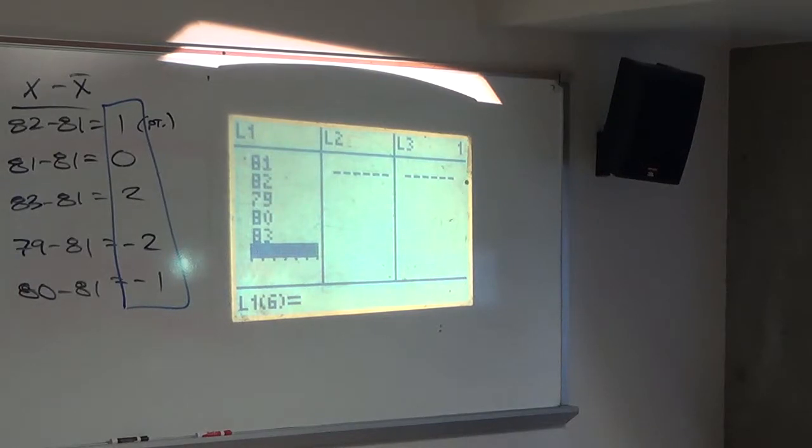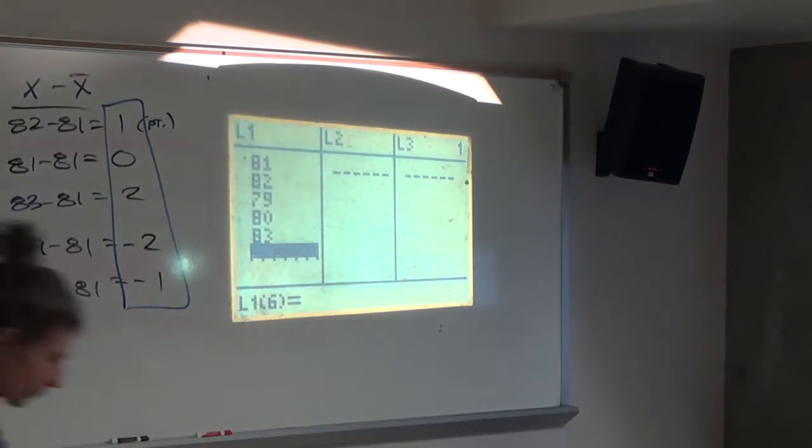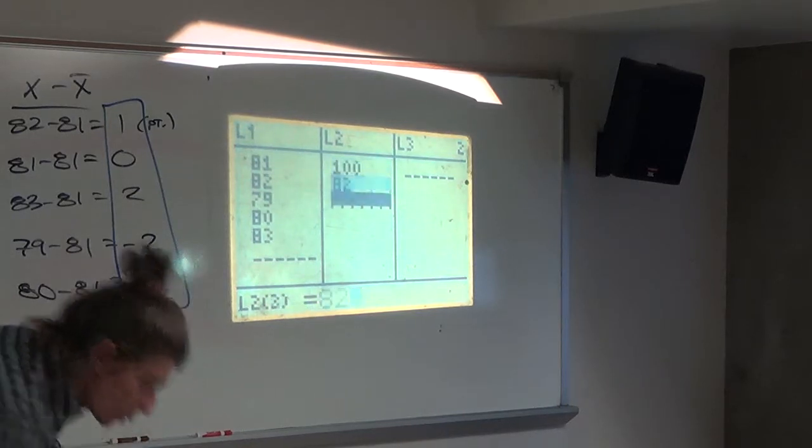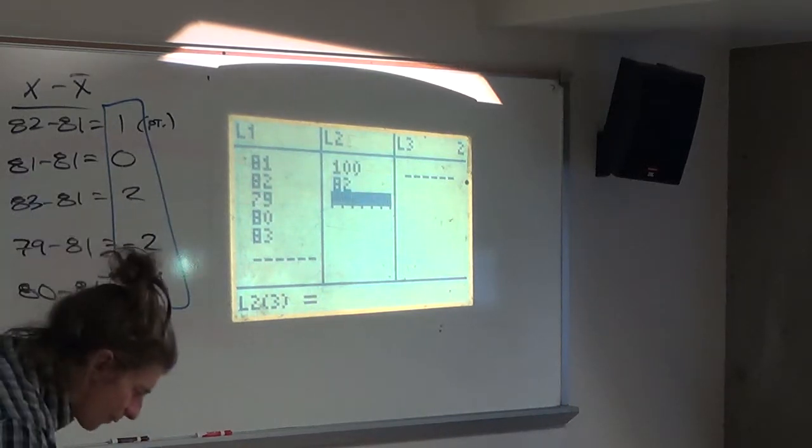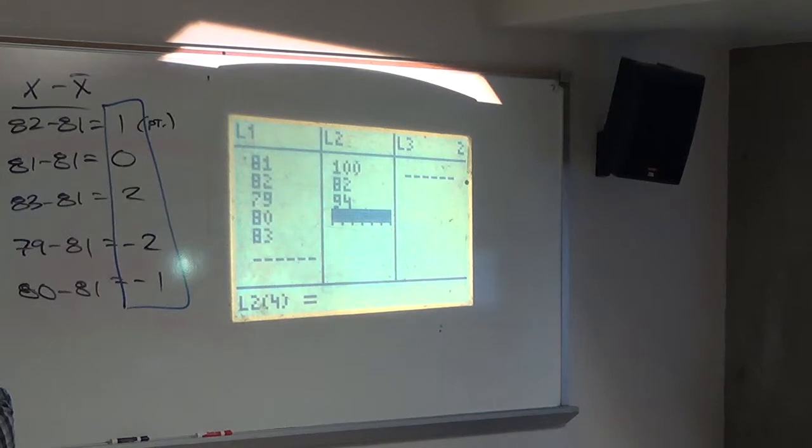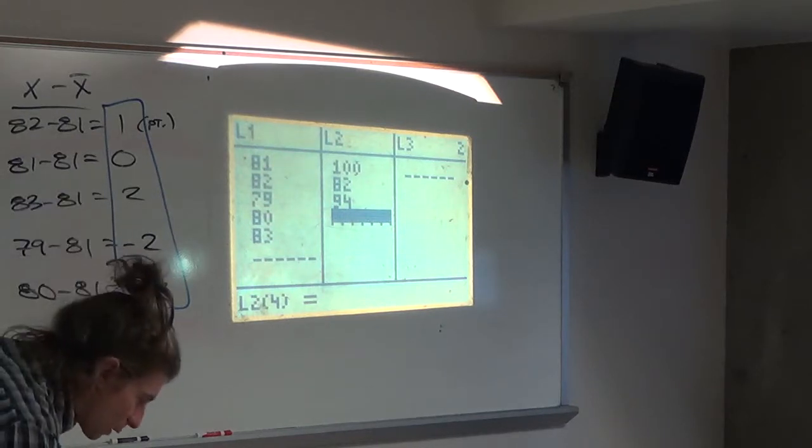Doesn't matter what order you put it in. Irrelevant, completely irrelevant what order you put it in. The TI can deal with all that. L2, stick Bert in there. He had 100, he had an 82, 94, I think. Yeah. Looks like 68, 61. Thank you.